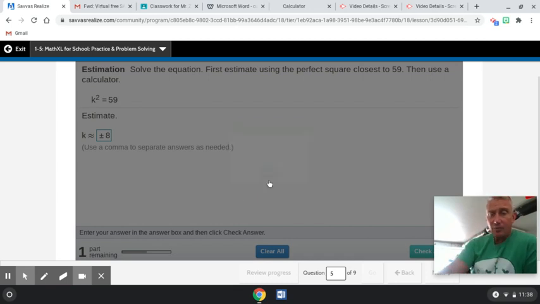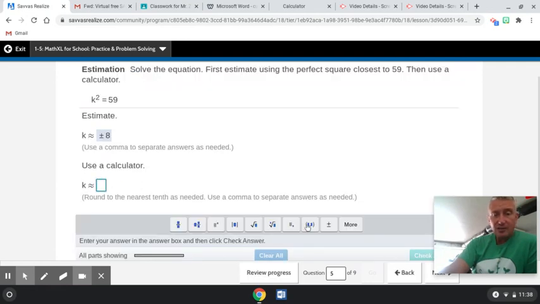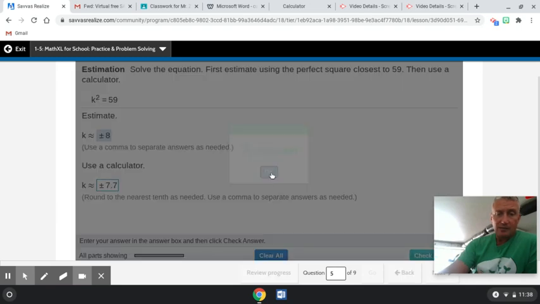So sometimes we have to check our answer. So if we miss that, we can go down here to the similar question if we needed to. Oh, sorry. And so use a calculator, round to the nearest tenth. So if we did this to the nearest tenth, we would know because we just did it, it would be 7.7. Okay, and that's also good.